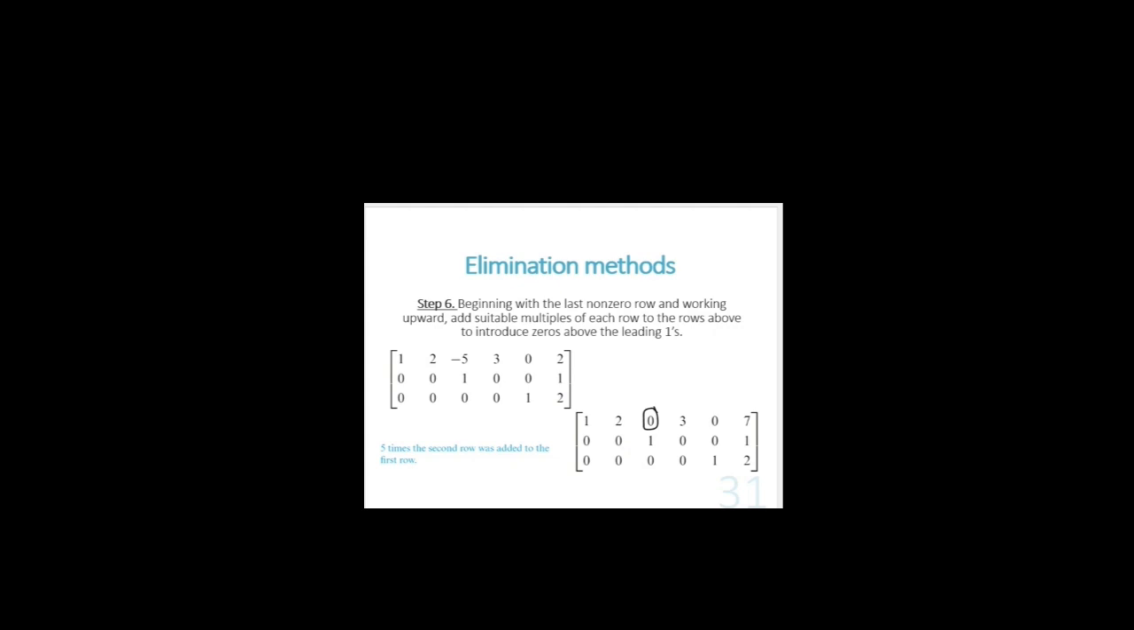So please review your elementary row operations. Please review your Gaussian elimination. So remember, Gauss goes down, and then we're going to do our Jordan on the way back up.